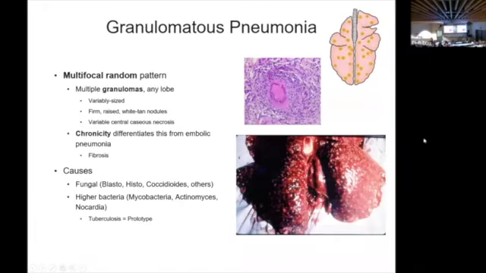Granulomatous pneumonia has a similar pattern to embolic: multifocal, random, can be anywhere. However, this is a chronic change, whereas embolic pneumonia is acute. It's suppurative inflammation, fibrin, hemorrhage, acute, juicy things. Granulomatous lesions are going to be firm, associated with a lot of fibrosis around the edge. So this is a chronic lesion. It's proliferative. Causes are basically the same as anywhere else you see granulomatous inflammation: fungi, bacteria, with tuberculosis being the prototype for granulomatous pneumonia.